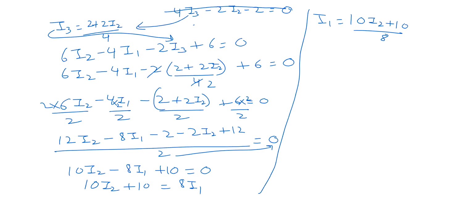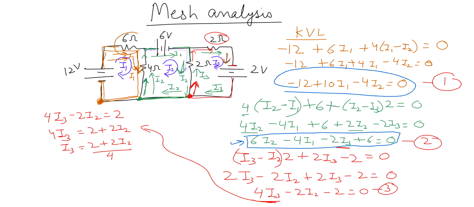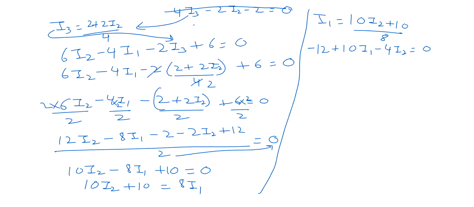Equation number 1 is minus 12 plus 10i1 minus 4i2 is equal to 0. I got this equation from this page here, right? Now substitute the value of I1 in here. So it will be minus 12 plus 10, 10i2 plus 10 divided by 8 minus 4i2 equal to 0.